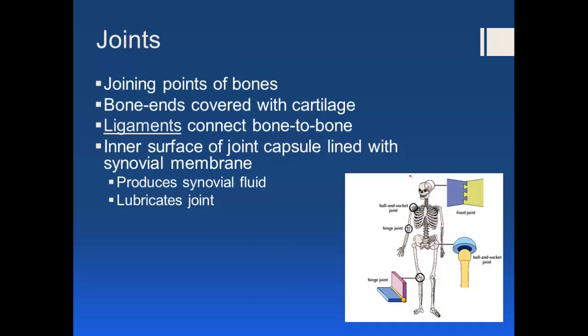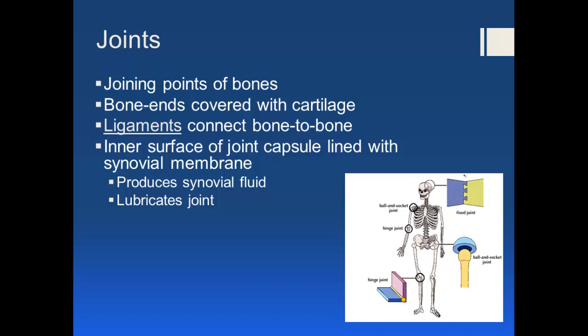Joints. Joints are the joining points of bones. The bone ends again are covered with cartilage. Ligaments connect bone to bone, and the joint is between the connection of bone to bone. The inner surface of the joint capsules, where you have them, is lined with synovial membrane, which produces the synovial fluid, and that helps lubricate the joint.